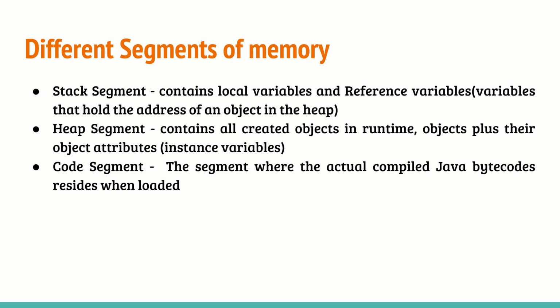What are the different segments of memory? Stack segment, heap segment, and code segment. Stack segment contains the local variables and the reference variables. A reference, as you know, is nothing but the address. Heap segment will contain all the created objects in runtime, the objects plus their object attributes. All the attributes will come in picture here. Code segment is where the actual compiled Java bytecodes will reside. So this is all about the code, that's it. So we have three segments: stack, heap, and code.